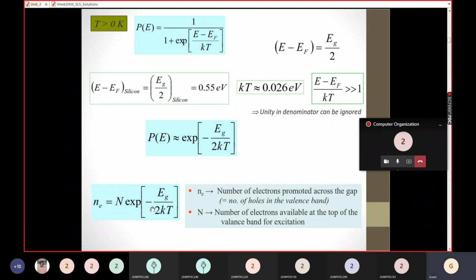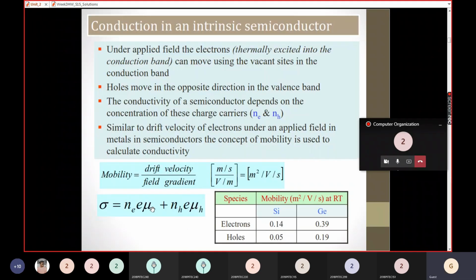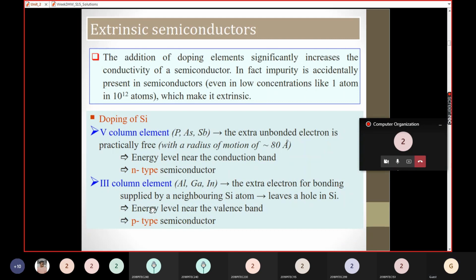Okay, so note down this formula, and you should also remember the values present in this table, because they will confuse you only with these values. If you don't know the value of mobility of silicon, 0.14, and for holes it is 0.05, the answer will automatically go wrong. So remember these two different values. Next, that's all about the intrinsic semiconductor.